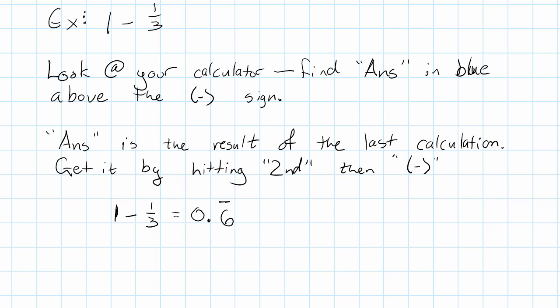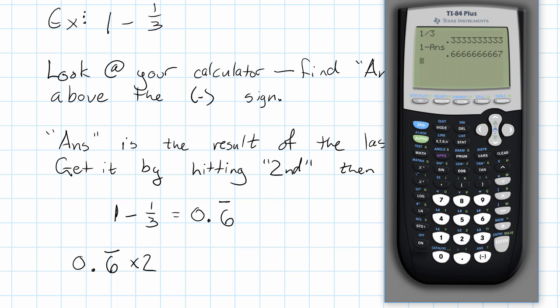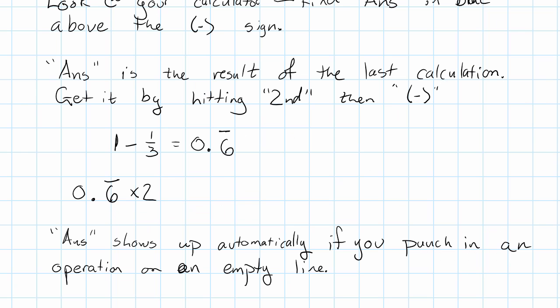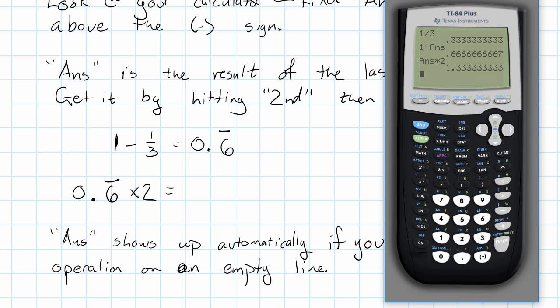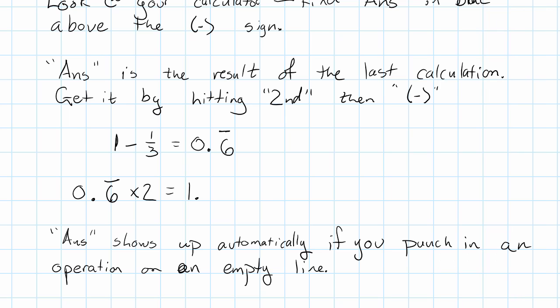Well, that's great and all. Let's say I want to take that times 2. There's a shortcut when you want to do arithmetic to the previous answer. If I just hit times 2, notice that ANS showed up before the times 2 automatically. That happens automatically if you punch in an operation on the empty line. So let's see. That looks like it's 1.3 repeating.